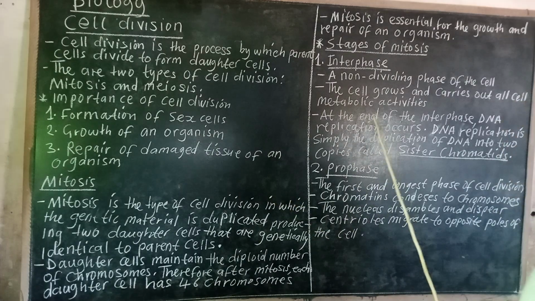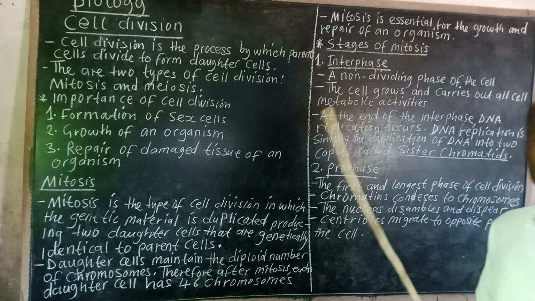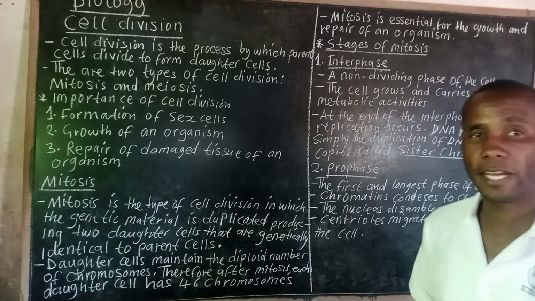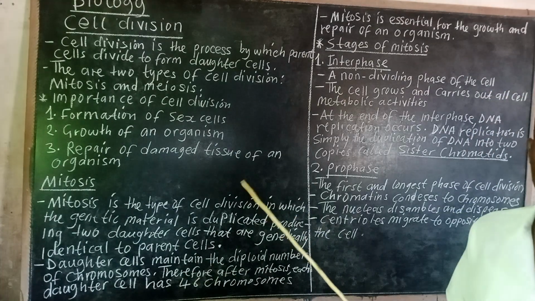What I want you to know is there are a number of stages of mitosis. There are about 8 of them. We are going to look into them in the next biology lesson.